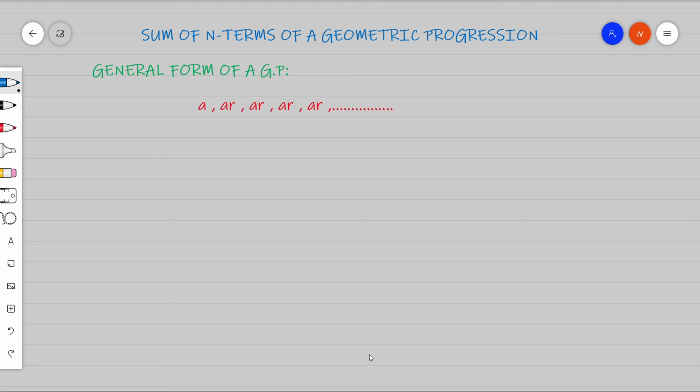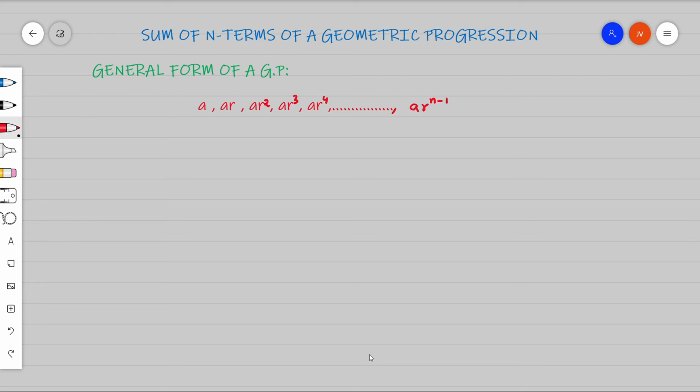In this video, we will derive the sum of n terms of a geometric progression and also the sum of infinite terms of a geometric progression. The general form of a geometric progression is a, ar, ar squared, ar cubed, ar to the power 4, and like this, the nth term is ar to the power n minus 1. So this is what a GP, or the general form of a GP, looks like.